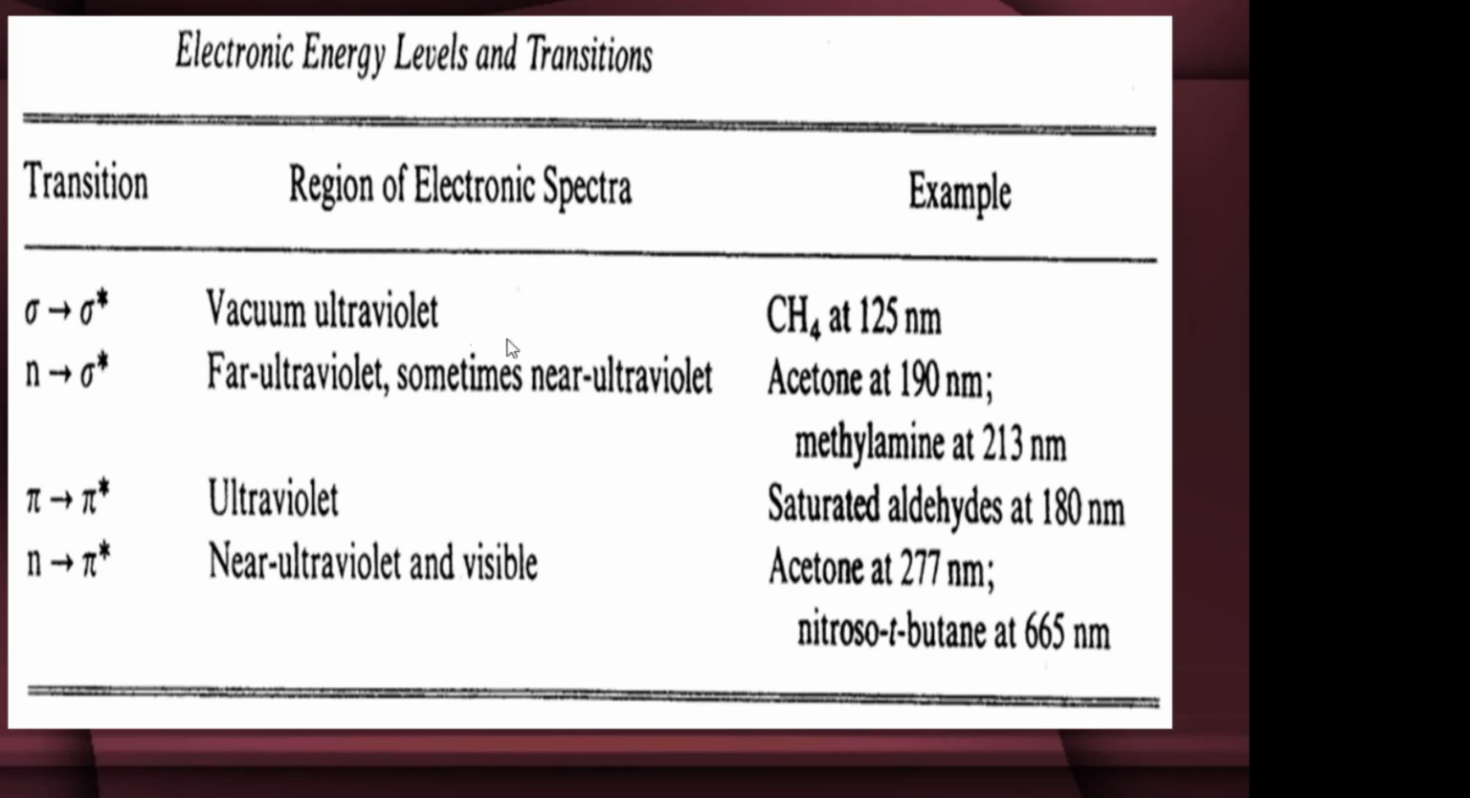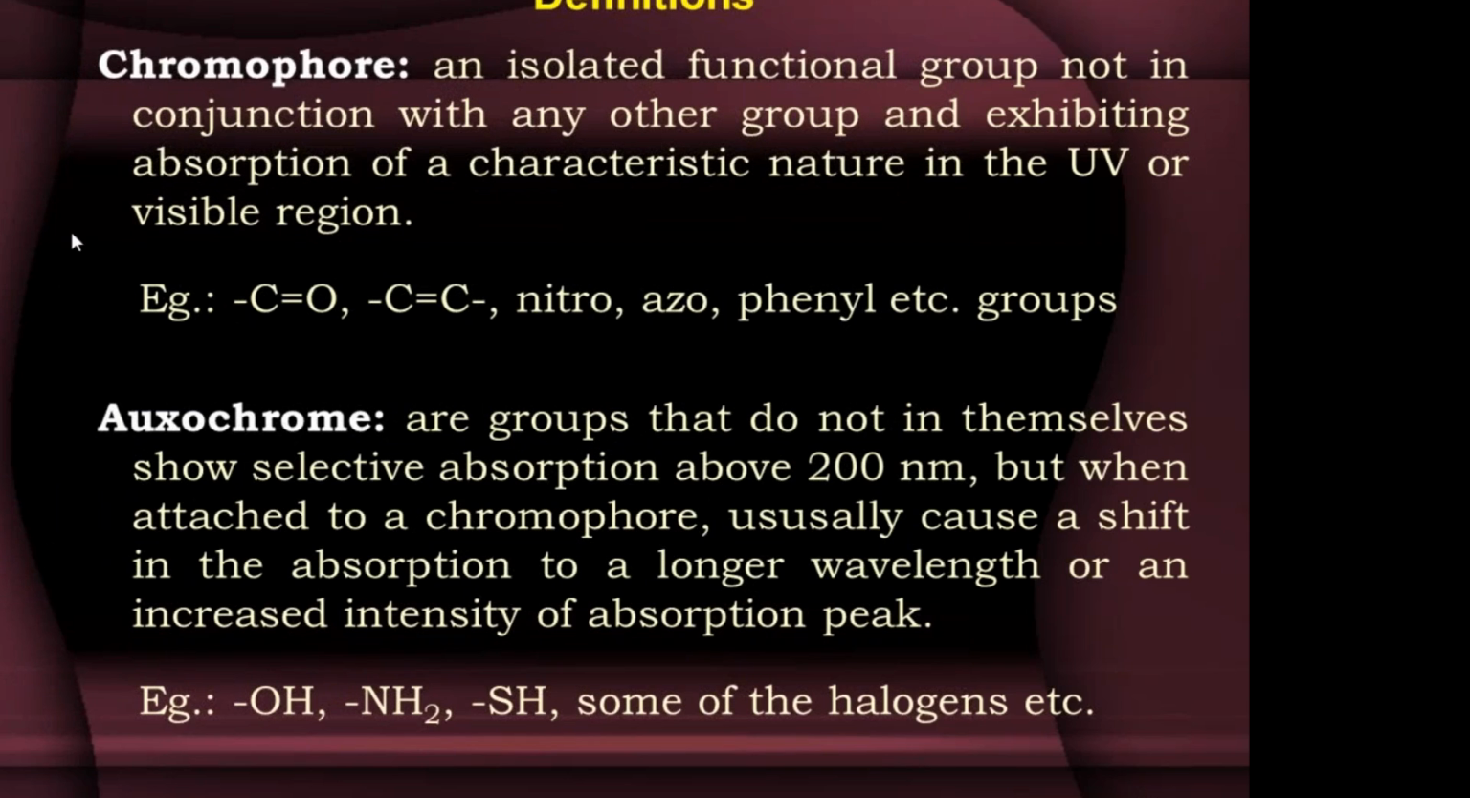Sigma to sigma star is always in the vacuum ultraviolet, C14 at 125 nanometer. And that's why we cannot observe these with the ultraviolet and visible regions we use in spectroscopic studies. So now we come to some definitions of certain terms that are widely used in spectroscopy. So you should know the definitions. This could be asked as short questions.